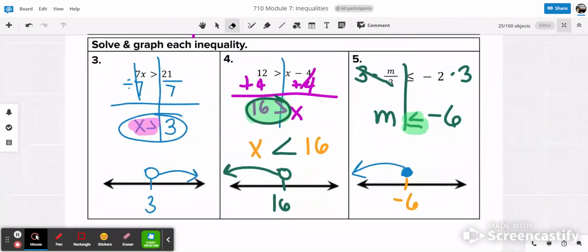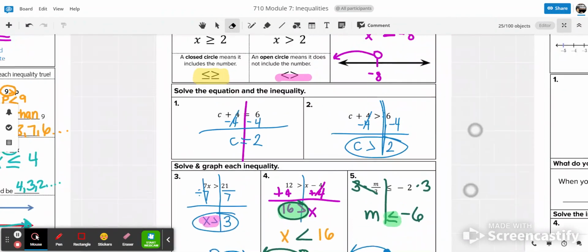As I said earlier, make sure you're solving them using your inverse operations like normal, and then making sure we put them on our graph.